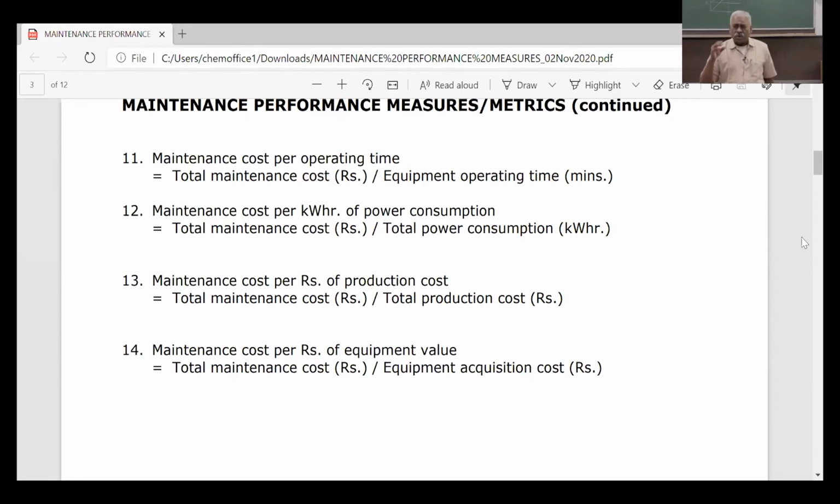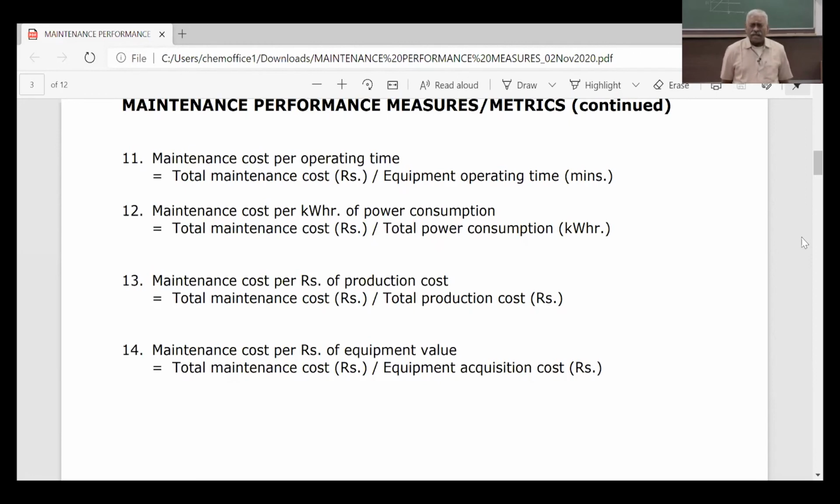So there is something called total production cost, typically constituted by manpower cost and your material cost, etc. So when you take the total production cost in the denominator and use the total maintenance cost in the numerator, you get the proportion of maintenance cost in the total production cost. As a ratio, at least you can get that done. So it also gives you a comparative figure for judging maintenance effectiveness.